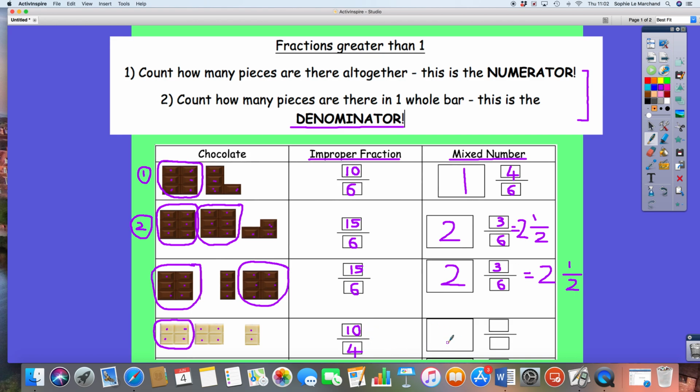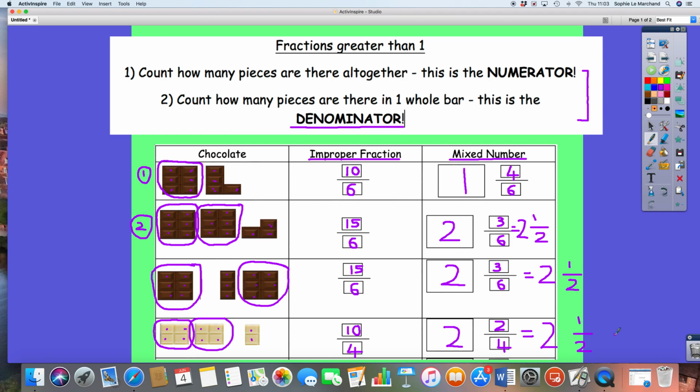Now looking at a mixed number fraction, how many full bars have I got? Well, I've got 1 full bar there, 2 full bars altogether. And then I've got 2 extra pieces out of a possible 4 that would make another full bar. So my mixed number fraction would be 2 and 2 quarters, which you can simplify again to 2.5.